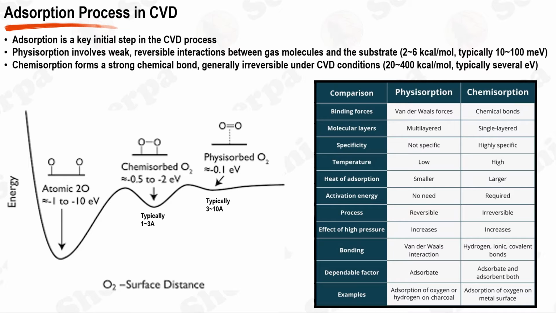The formation of these atomic bonds is a prerequisite for the surface reaction to proceed, enabling the deposition of the desired material. Understanding these mechanisms and differentiating between physisorption and chemisorption is vital for controlling the deposition process in CVD. The nature of adsorption, whether it be physisorption or chemisorption, can significantly influence the uniformity, quality, and properties of the deposited material, making this a central area of study in CVD research.